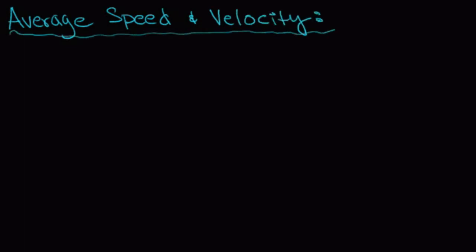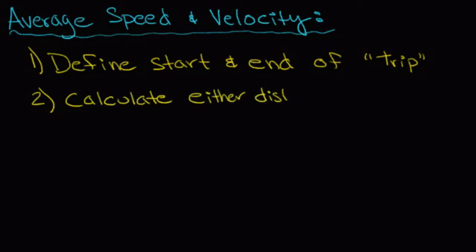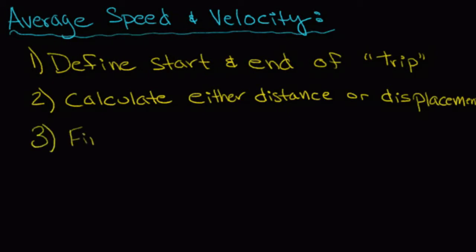When you have many complex motions in a single trip, it's sometimes valuable to look at the average speed or velocity. To do this, you need to define the beginning and the end of the trip. You need to find either the distance or the displacement for the whole trip. If it's distance, you trace the trip. If it's displacement, it's the straight line distance from start to end. We talked about that a few minutes ago. Simple enough. Next, you need to define how much time it took to travel the trip. So just end time minus start time.